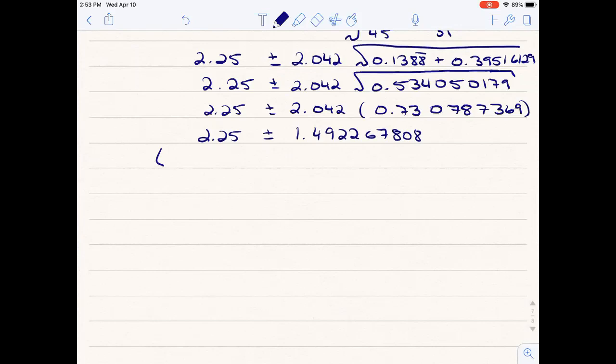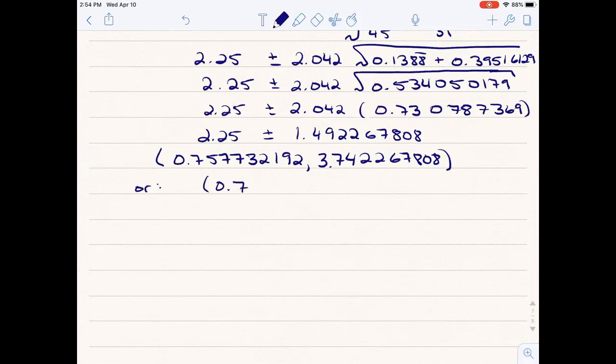2.25 minus the margin of error, right? The margin of error is the 1.49. That puts me at 0.757732192 up to 2.25 plus the margin of error, 3.742267808. I will round this. There's way too many to lug around. Let's go to, I don't know, 3 decimal places. So 0.758 up to 3.742.